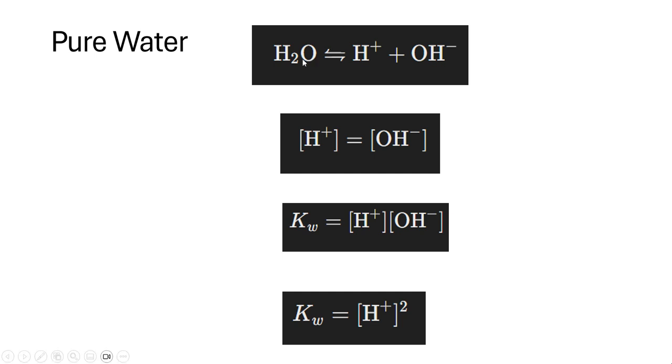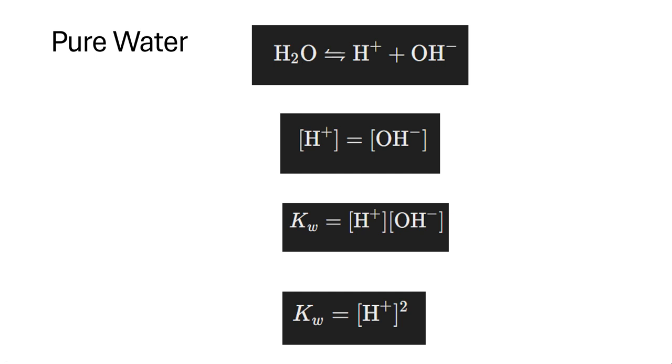H2O dissociates into H plus and OH minus, as we've already established. In pure water, like the distilled water you've got in the lab, it dissociates in equal amounts, because if you think about it, there are no impurities here. So it's going to dissociate equally between H plus and OH minus. It's being split into H plus and OH minus.